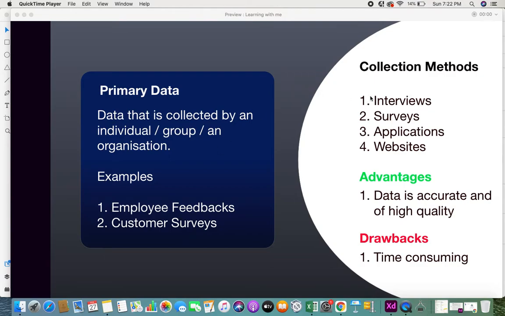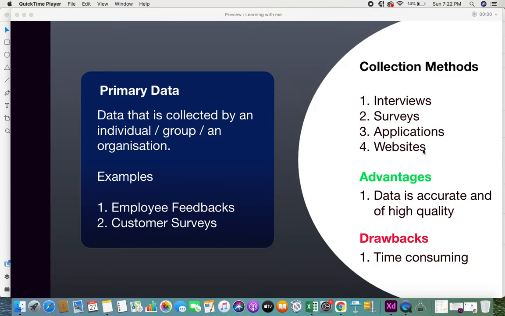If you see the methods of collecting primary data by an organization, individual or group, it's by interviews and surveys. Then if you have any applications, the applications also get data, and also websites, so forms and any other form of data that comes through the organization or individual websites, you can collect data.